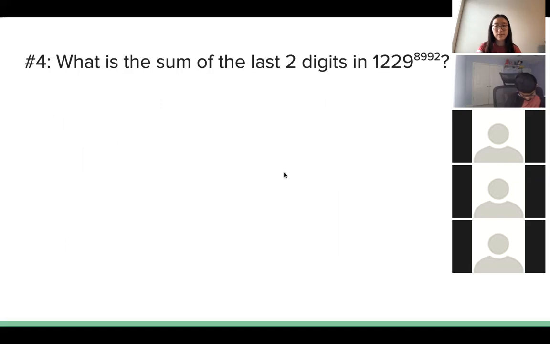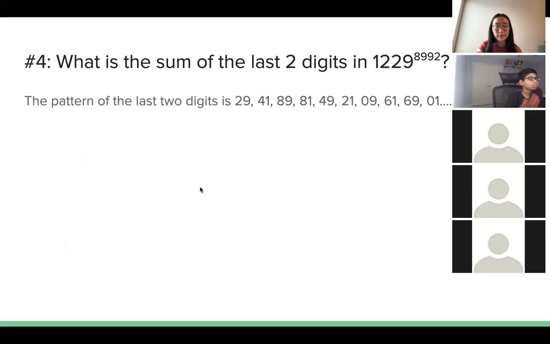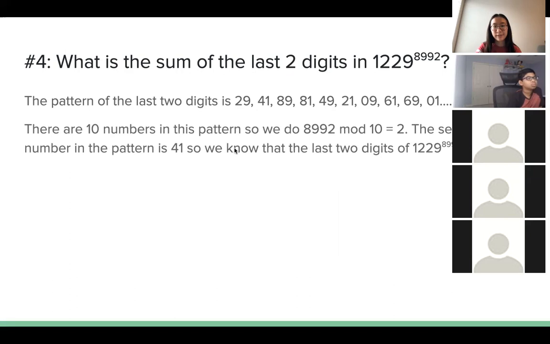What is the sum of the last two digits in this number? The strategy here would be not just to find the pattern for the last digit, but also the pattern for the tens place. So here's the pattern that you would find when you continued multiplying everything. There are 10 numbers in this pattern.